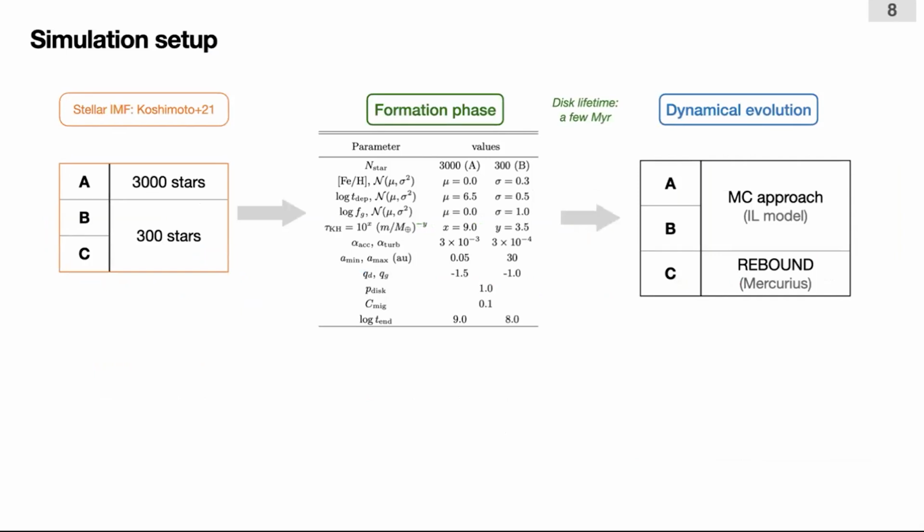We have three different sets of simulations. Set A is a large sample, consisting of 3,000 stars. This is a big sample that allows us to compare against the observation. And we also have smaller sample sets B and C for the purpose of comparing n-body results and Monte Carlo results.